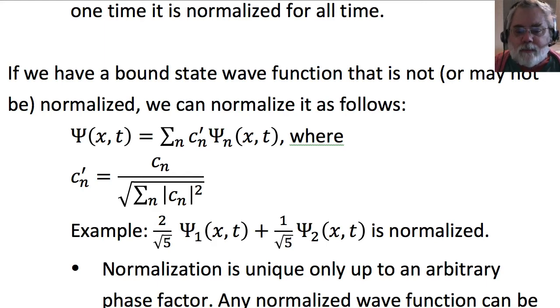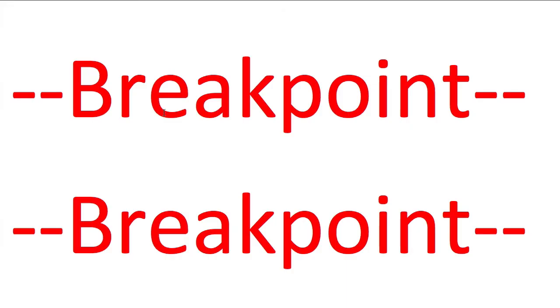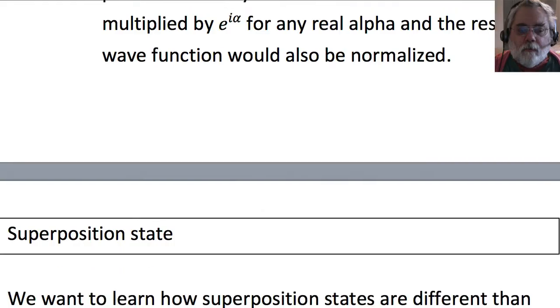Now, normalization is unique only up to an arbitrary phase factor. Any normalized wave function can be multiplied by e to the i alpha for any real alpha, and that resulting new wave function would also be normalized. This is a possible time to take a break.